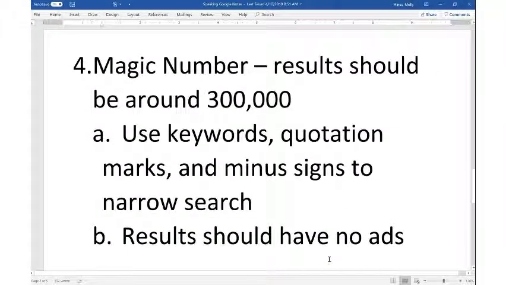If you are using keywords, quotation marks, and minus signs, and adjusting those as needed, you should be able to get to about 300,000. That's really a magic number for the most credible sources. Google is set up as a company. Its main thing is it wants to make money. They really don't care if you get good sources. And so we want to use those different tips and tricks like keywords, quotation marks, and minus signs to narrow down our search. We should also be able to get results that don't have any ads listed. You can see where it says ads on some of the results.